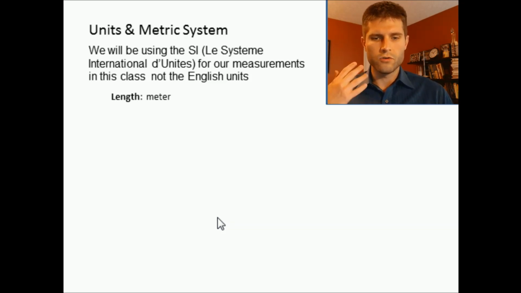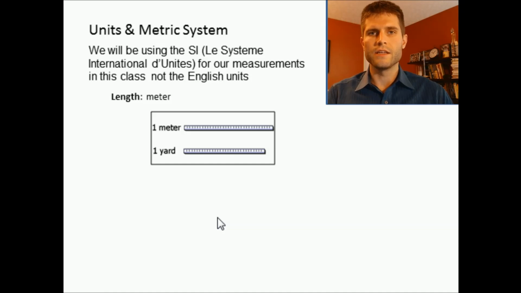Now, for those of you who were born over in Europe, you'll notice meters is just the metric system for length. Well, that is absolutely true. The SI units have their foundation, like I said before, in the metric system. So we will be converting a lot of English units into the metric system. So for those of you born in Europe, you're already ahead of the game here.